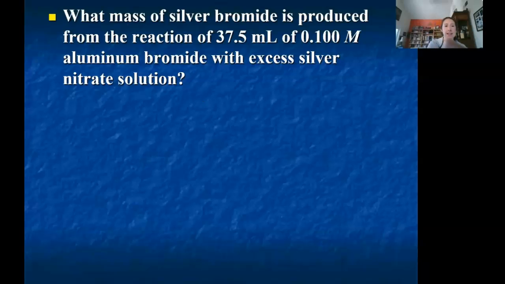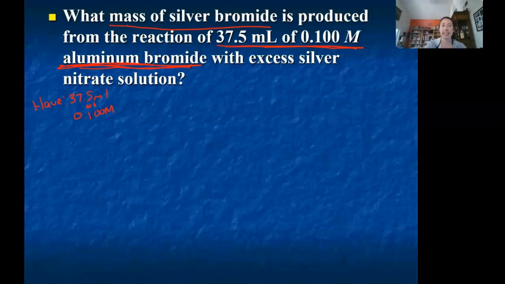What mass of silver bromide is produced from the reaction of 37.5 milliliters of a 0.1 molar aluminum bromide with excess silver nitrate? Whew, okay, well, let's look at this for a second. What do we have here? 37.5 milliliters of a 0.1 molar. See how this combines your first exam, your second exam, your third exam, all in one?